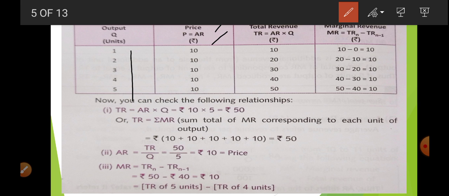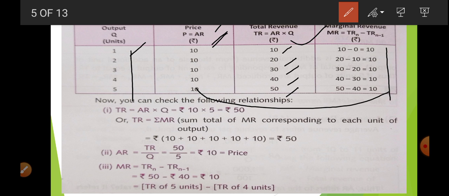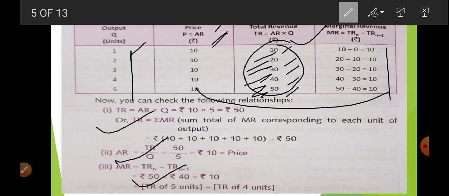So when we calculate total revenue, how do we calculate? Average revenue multiplied by Q. So we get 10, 20, 30, 40, 50. Now when we calculate marginal revenue, that is present minus previous, so we get marginal revenue. Here you can see that average revenue is equal to marginal revenue and total revenue increases at a constant rate. Every time there is a difference of 10, 10, 10. So here is given the explanation of all the three.